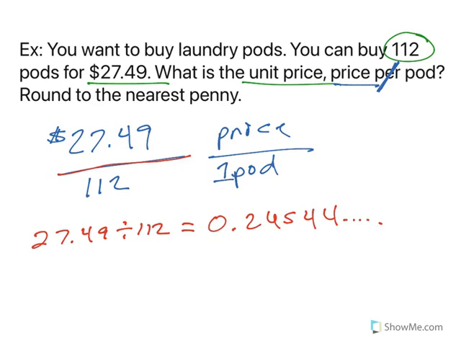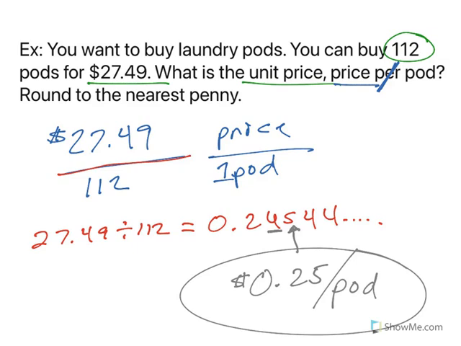Well, we're talking about money, so we round to the nearest penny. That means we look one place past. 5 tells us to round up. So we're talking 25 cents per pod. So for one load of laundry, it's costing us 25 cents.